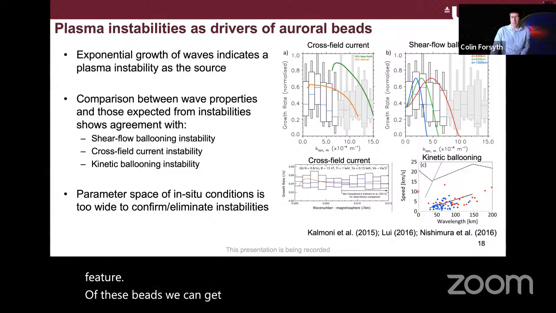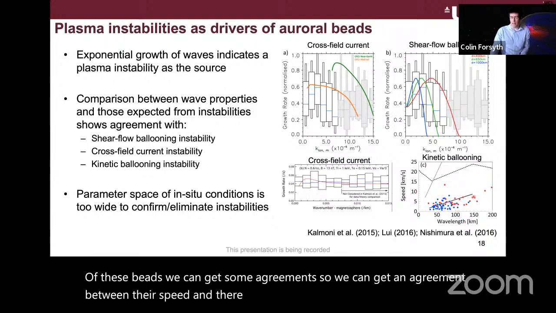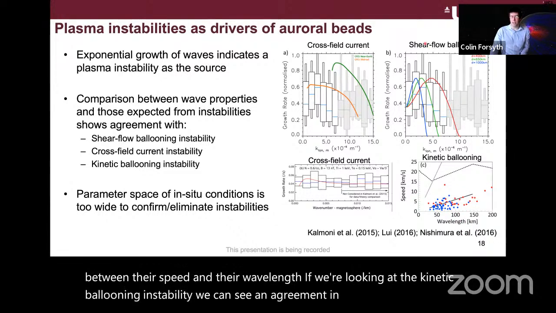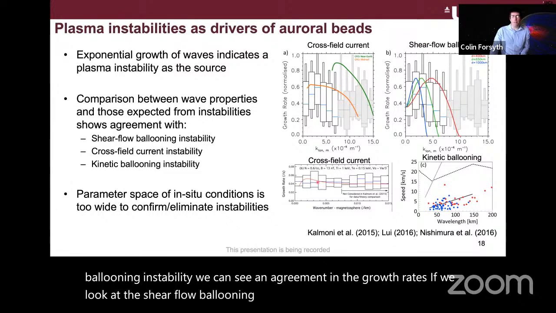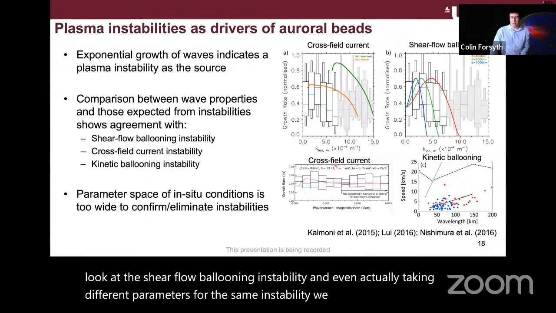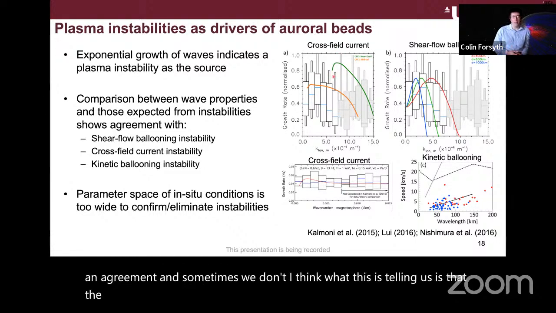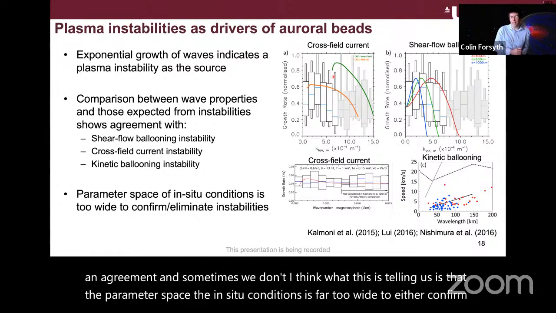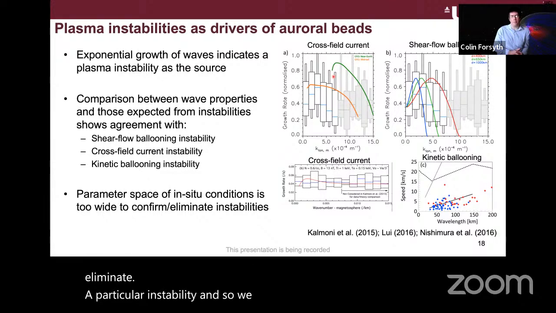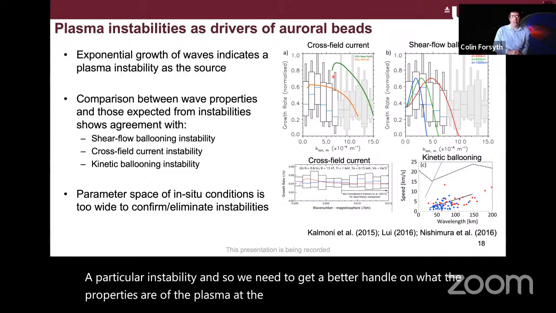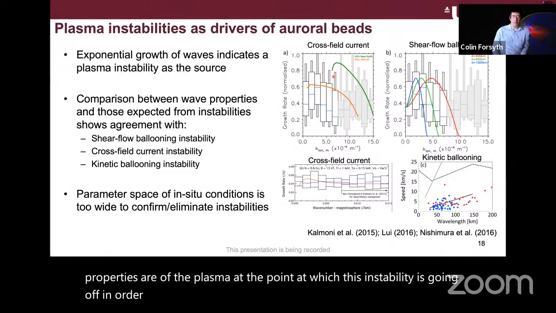So we can get an agreement between their speed and their wavelength. If we're looking at the kinetic ballooning instability, we can see an agreement in the growth rate if we look at the shear flow ballooning instability. And even actually taking different parameters for the same instability, we can see sometimes we get an agreement and sometimes we don't. I think what this is telling us is that the parameter space for the in situ conditions is far too wide to either confirm or eliminate a particular instability. And so we need to get a better handle on what the properties are of the plasma at the point at which this instability is going off in order to pin down which instability we should be seeing.